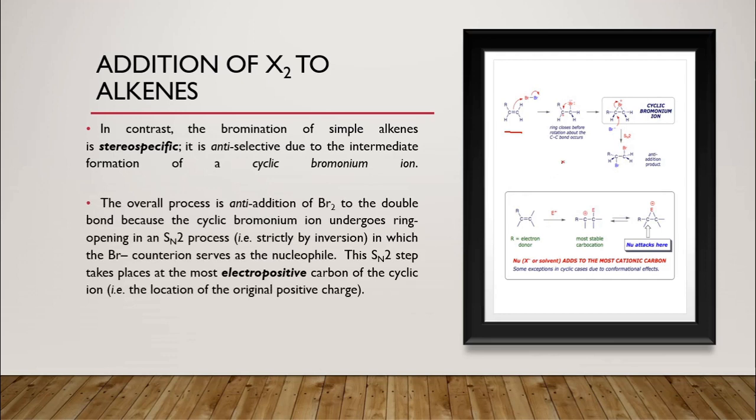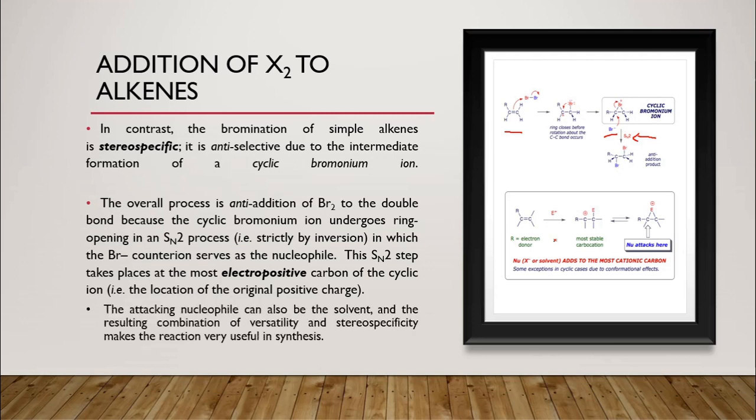The overall process is anti-addition of bromine to the double bond because the cyclic bromonium ion undergoes ring opening in an SN2 fashion, that is strictly by inversion, in which the Br minus counter ion serves as the nucleophile. This SN2 step takes place at the most electropositive carbon of the cyclic ion, that is where the location of the original positive charge. The attacking nucleophile can also be a solvent, and the resulting combination of versatility and stereospecificity makes the reaction very useful in synthesis.